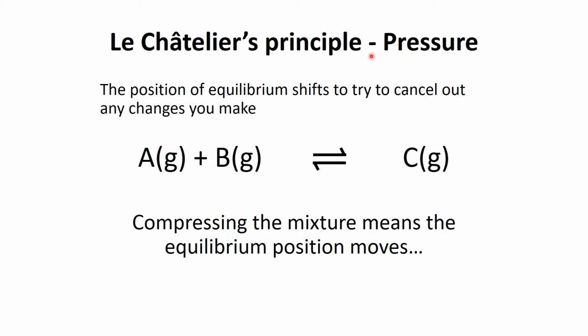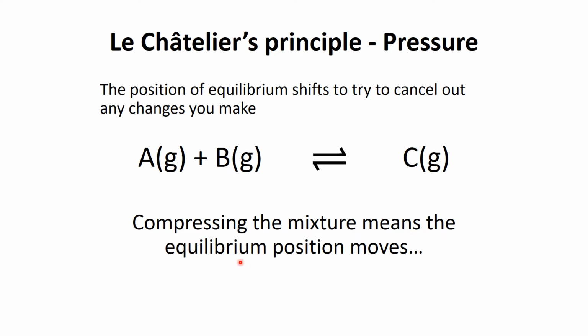Right, let's look at another example. Pressure. The position of the equilibrium will shift to cancel out any changes you make. Le Châtelier's principle. Let's say that this time I have a slightly different equilibrium. I have A and B, which are both in the gas phase, forming C, which is also in the gas phase. Let's say I compress the mixture. In other words, I increase the pressure. Still a closed system, but I've increased the pressure.